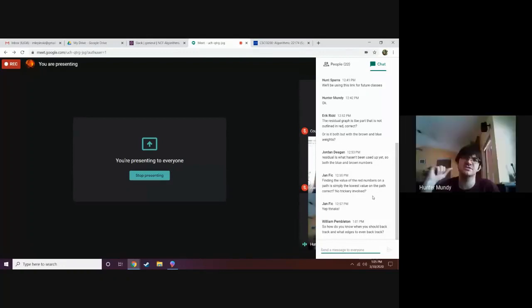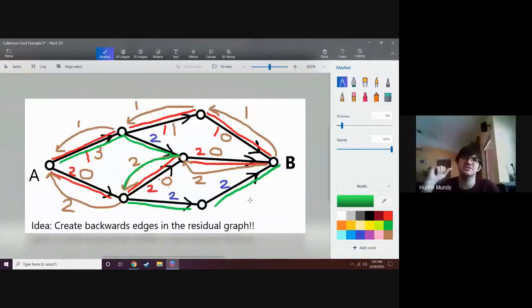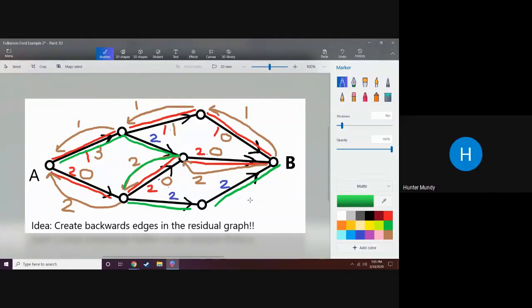I have a question. Is there any real world example of, we have already gotten all the flow we need to the target location, and now we have to do this residual graph backtracking thing?